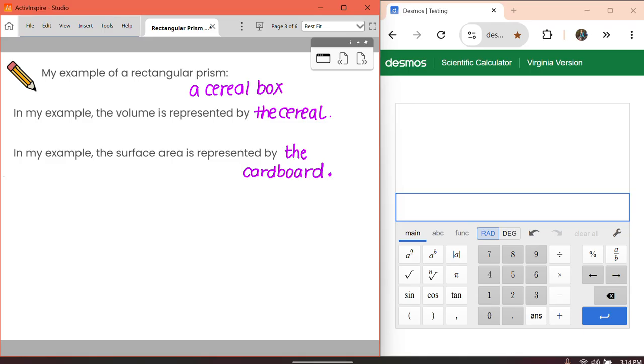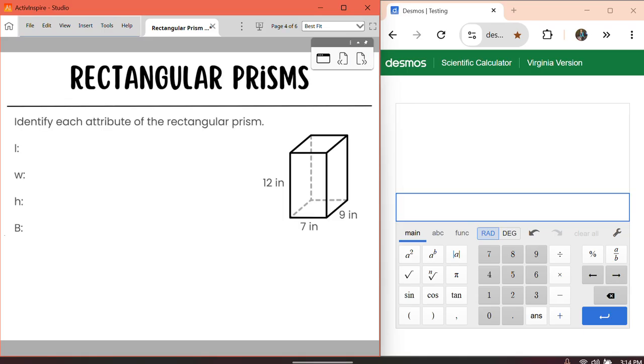So surface area is the outside, the cardboard. Volume is the inside, so the cereal. All right, let's do a couple of problems here. Here is a rectangular prism.